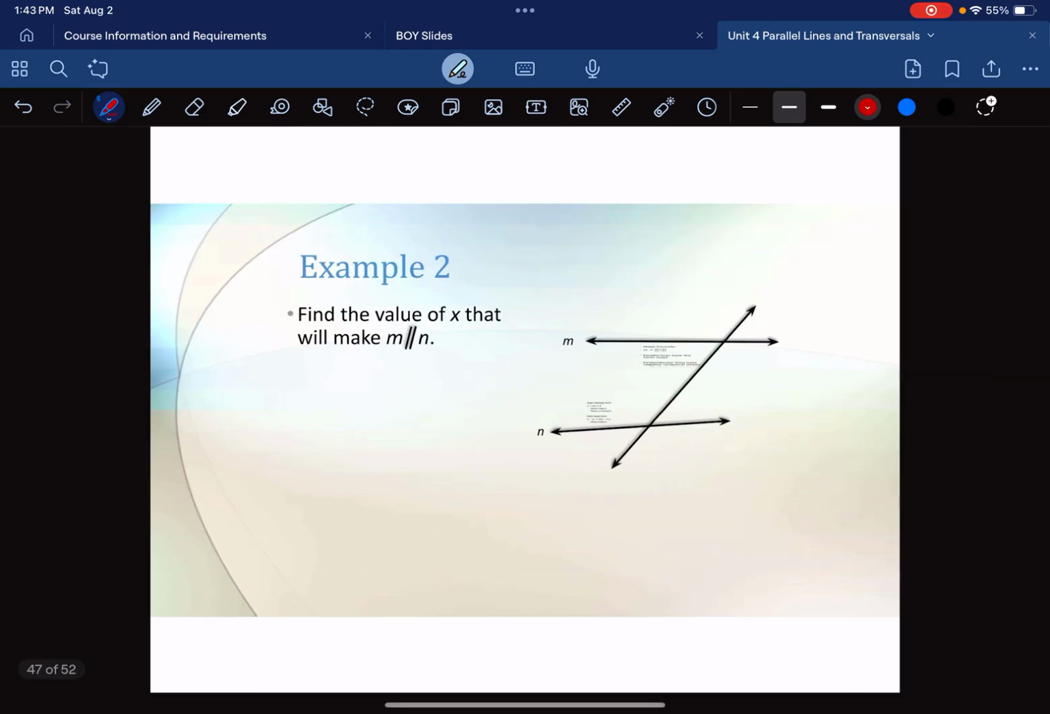That's building. So this, I don't know what happened to this slide. So we're just going to make up a pair of numbers. It says find the value of x that will make M parallel to N. Let's call this 8x, and I'll call this 10x. Okay, so it says find the value of x that will make M parallel to N.